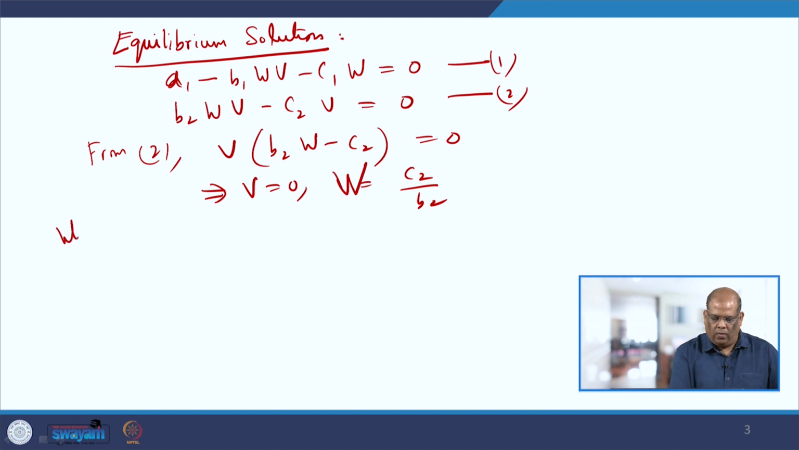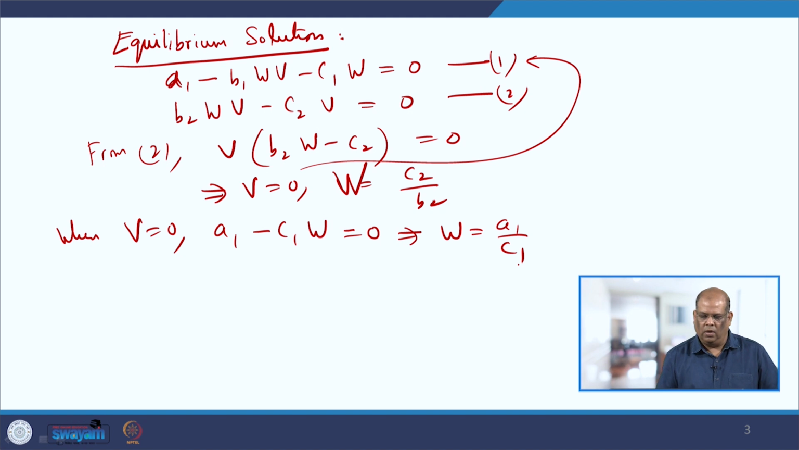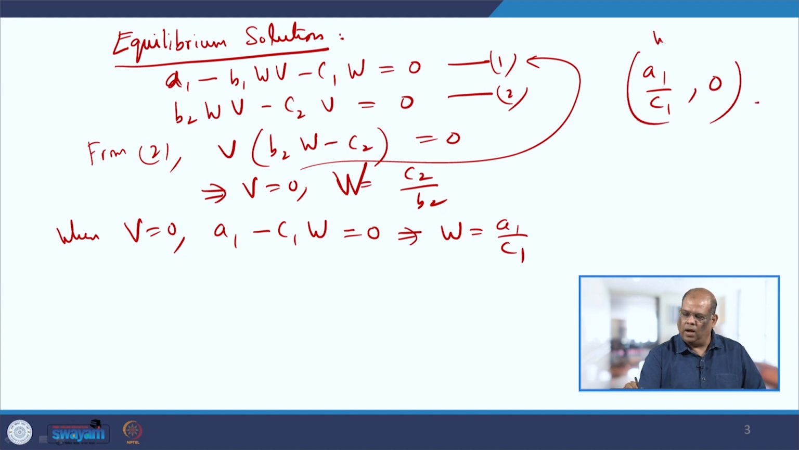So, when V is equal to 0, I put this in equation 1 and I get A1 minus C1 W equal to 0, which gives W equal to A1 by C1. So, one equilibrium solution is A1 by C1 comma 0.